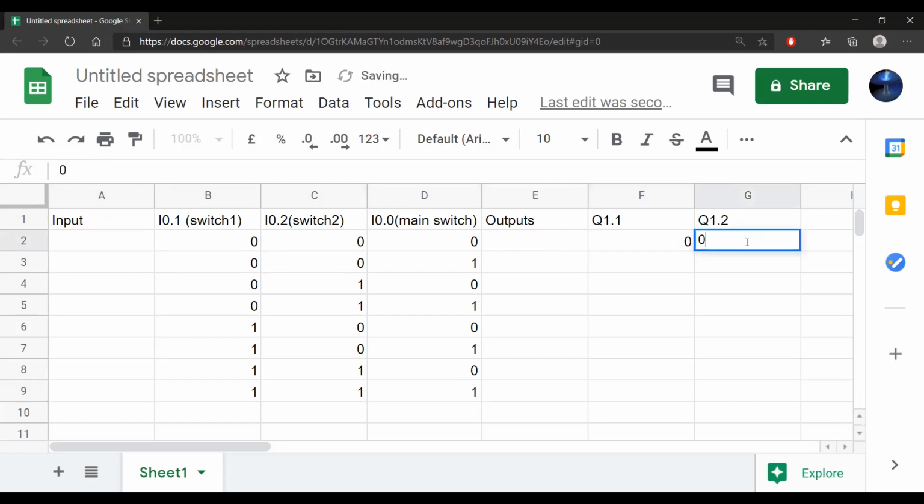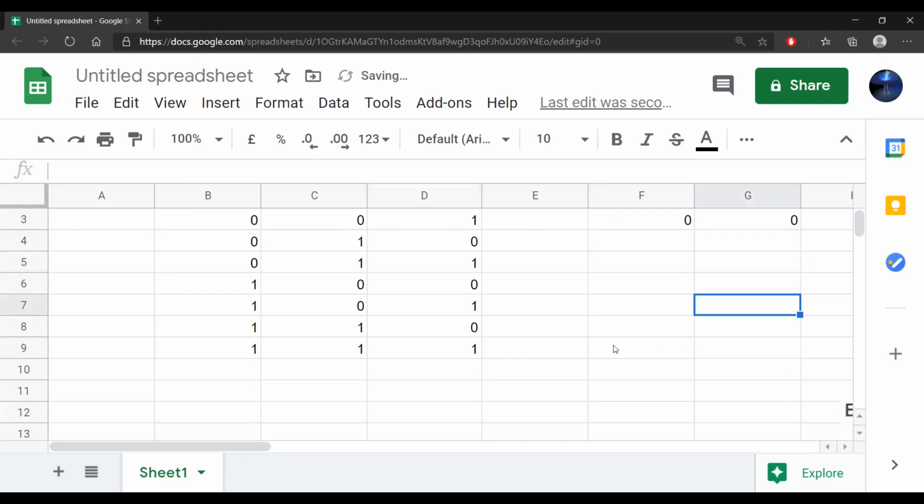So both of the outputs, so both of the lights, let's actually write this. 0.5 hertz and 1 hertz. Okay, so both of the lights are off in the first scenario. What about the second scenario? So switch number 1 is off, switch number 2 is off, and the main switch is on. So if both of the switches are off and the main switch is on, then both of the outputs are off. Why?